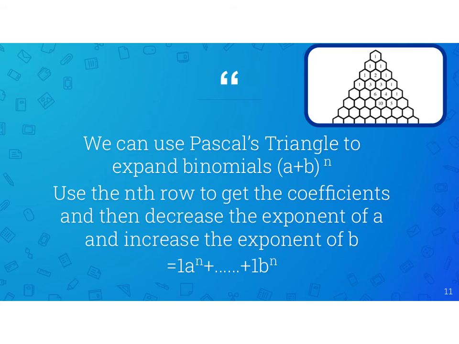So we can use Pascal's triangle to expand binomials where we have (a plus b) to some exponent n. We can use the nth row to get those coefficients and decrease the exponent of a as we come across and increase the exponent of b.